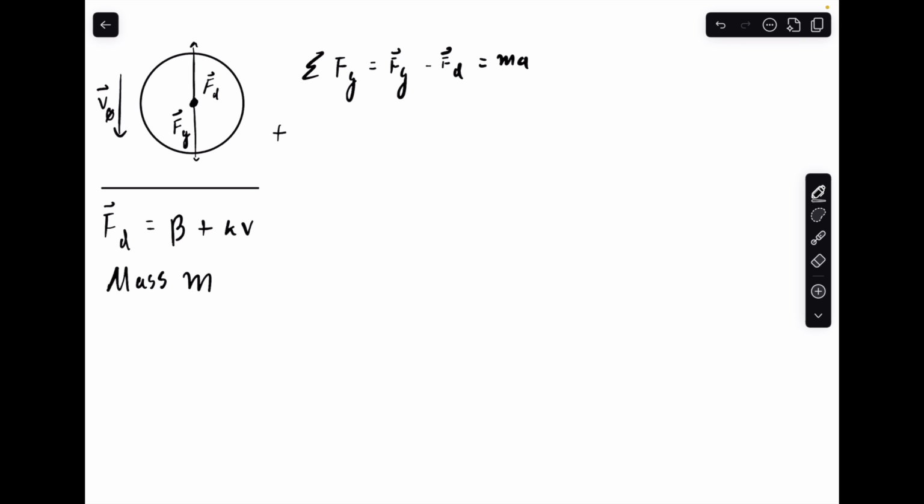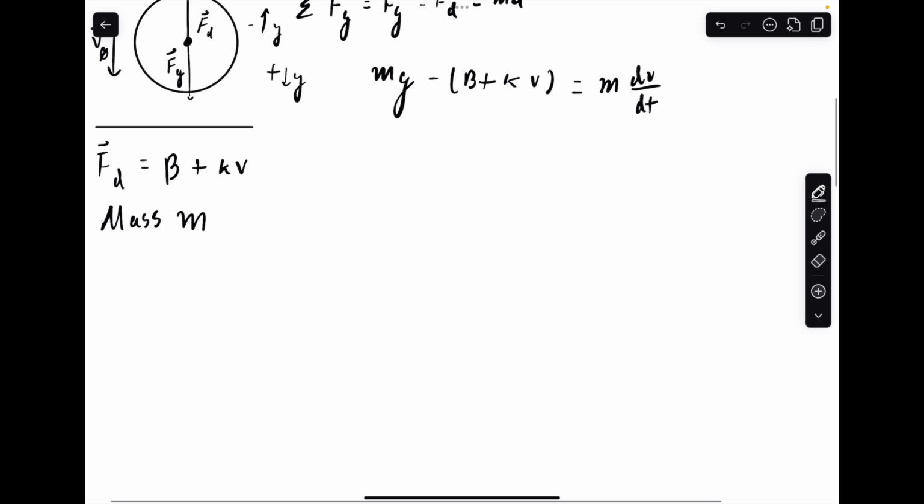But since velocity is down and the force of gravity is also down, I will call that my positive y and up to be my negative y, right? So now I'll just continue. I know that the gravitational force is mg. I know that the drag force is b plus kv, and that is going to be equal to m dv dt. Okay, so now knowing that, we're going to continue with this.